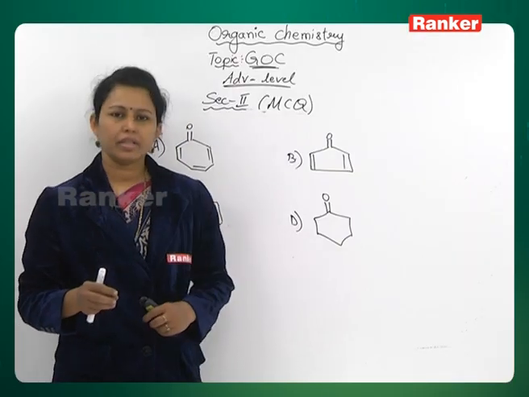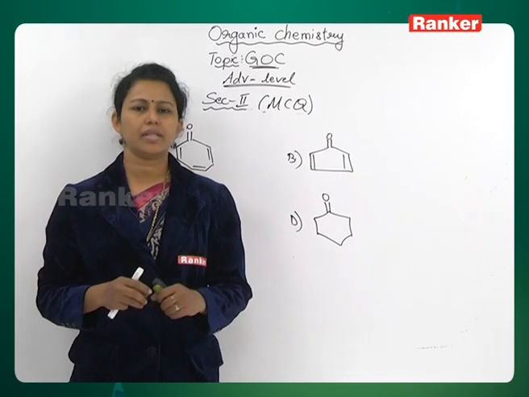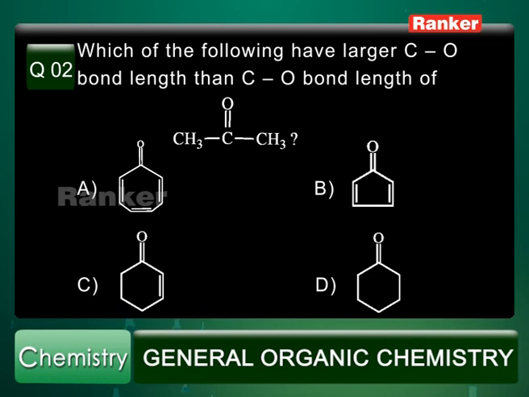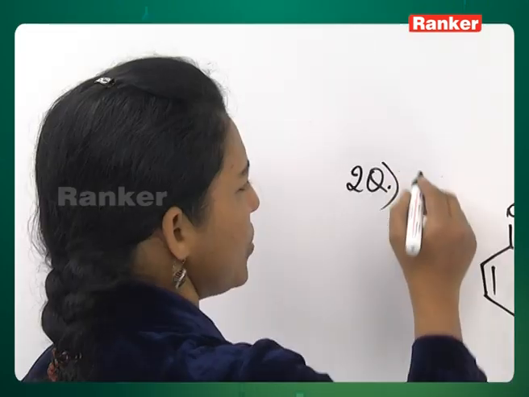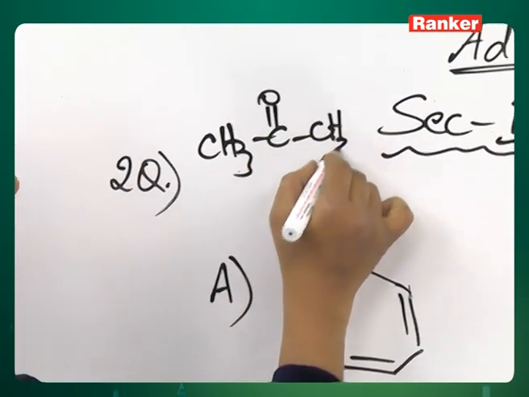Now let us take the next question, that is question number 2. The second question is like this: which of the following have a larger C=O bond length than the C=O bond length in CH3-C=O-CH3, that is acetone. So CH3-C=O-CH3, acetone.